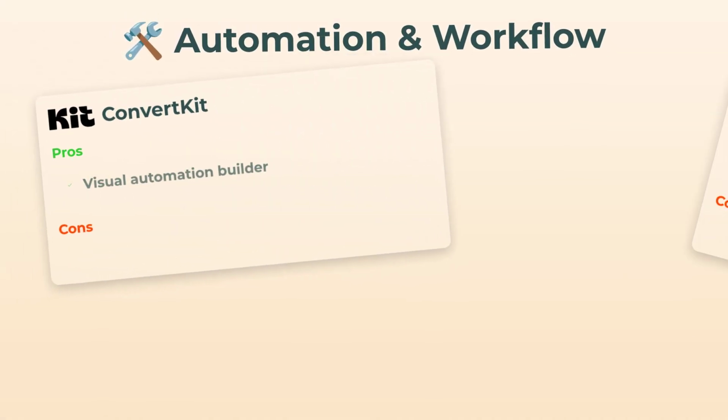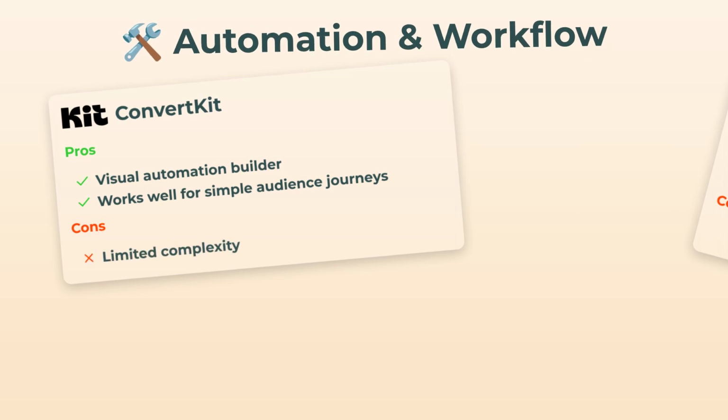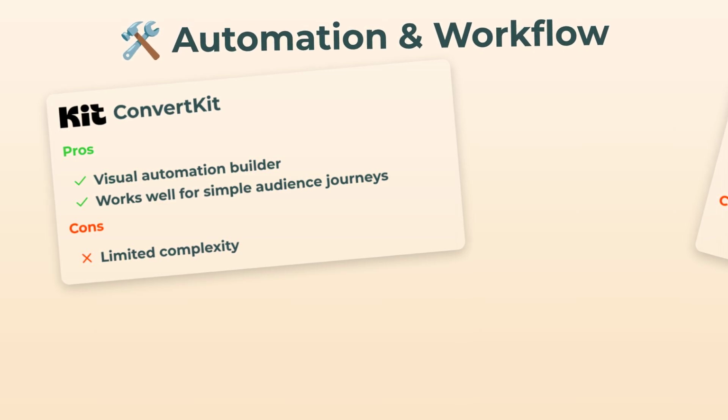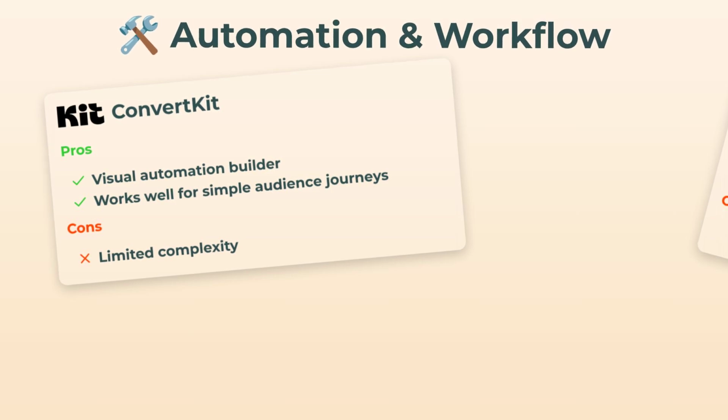Let's look at automation and workflow. ConvertKit offers a visual builder that's super easy for mapping out simple audience journeys, the kinds of paths most creators or small businesses actually use. You're not going to be stacking up super complex flows here, but it's straightforward and clean.